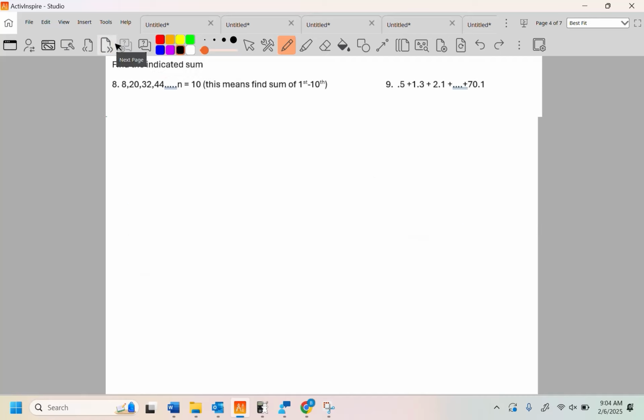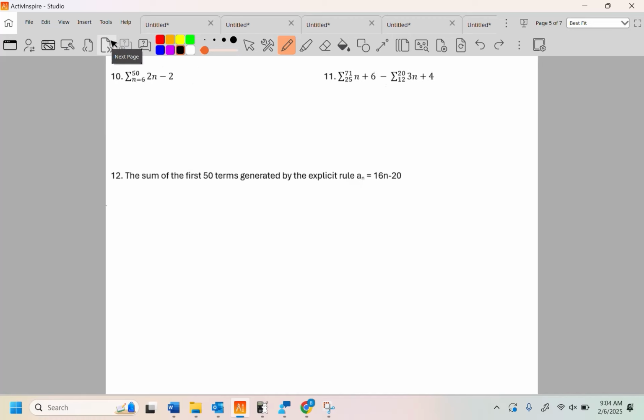All right, moving forward, what's the next one I circled? Number 10, summation. So you're supposed to find the sum of the 6th term through the 50th term of 2n minus 2. Your summation formula says the sum of n things is n over 2 times the first term you care about plus the last term you care about. n will always be the high number minus the low number plus 1. That's going to be 45.